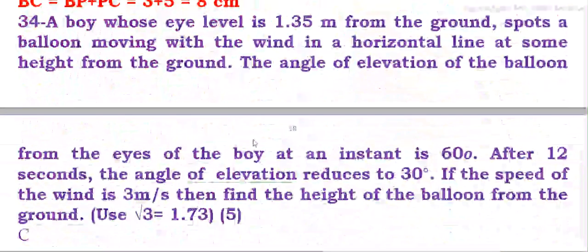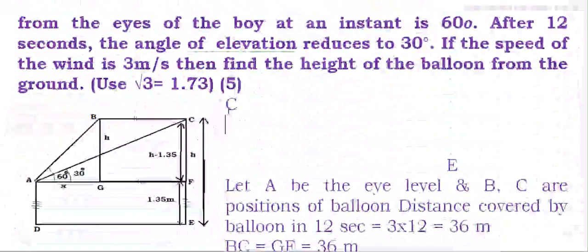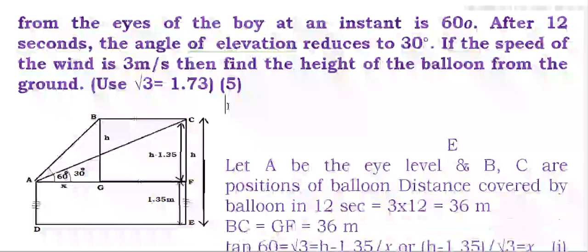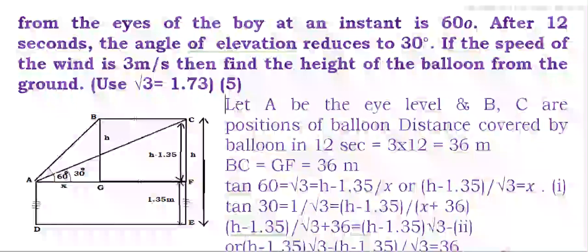A boy whose height is 1.35 meter. Here the diagram is given, it is of height and distance. Let the boy be standing at point A and he is watching point B at a 60 degree angle, at C the angle is 30 degrees. In 12 seconds the balloon will go 36 meters. Therefore BC is equal to GF is equal to 36.